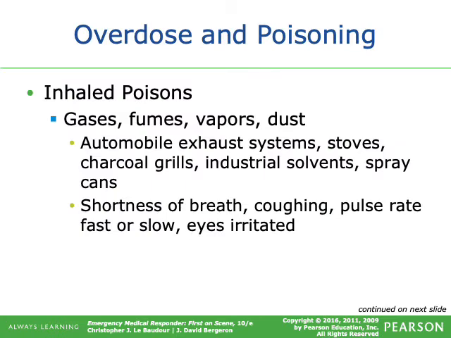Alright, so inhaled poisons. These are going to be introduced to the body in the form of gases, fumes, vapors, or dust. Common causes are going to be automobile exhaust systems, stoves, charcoal grills, industrial solvents, spray cans. Shortness of breath, coughing, pulse rate fast or slow, eyes being irritated are some common signs.